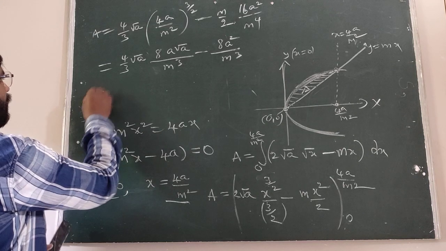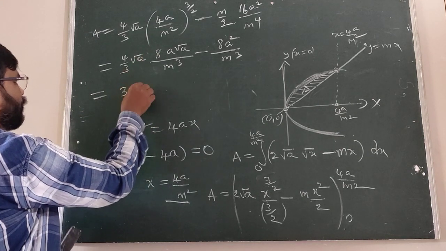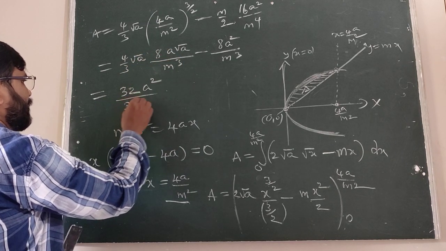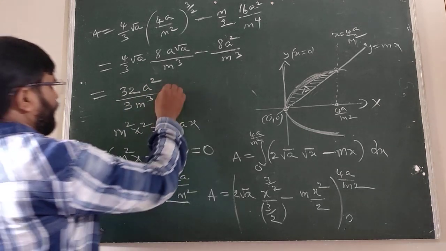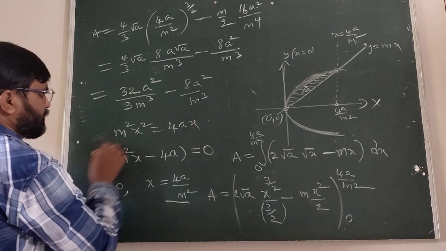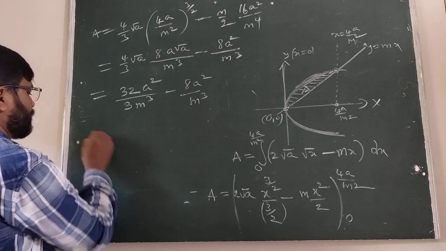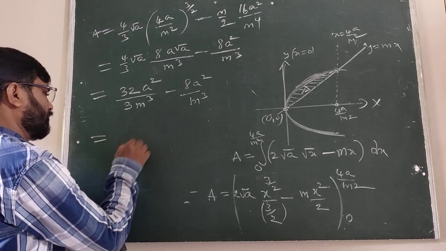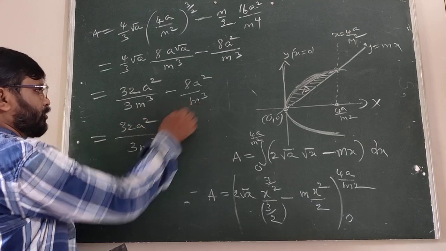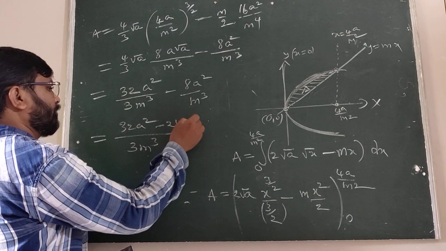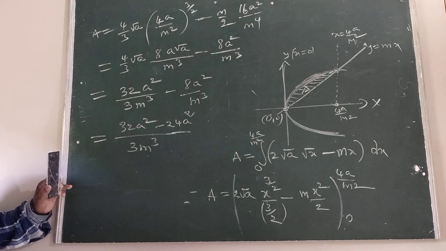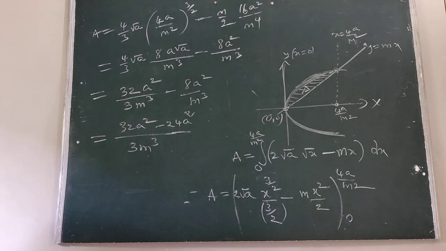This is 4 into 8, 32. Root a into root a into a square by 3m cube minus 8a square by m cube. Now we can take the LCM, which is 3m cube. What is the LCM? 3m cube is the LCM. Then 3m cube by, this is 32a square, m cube cancels, minus 24a square. 32 minus 24 is 8. That is the required answer, 8a square.